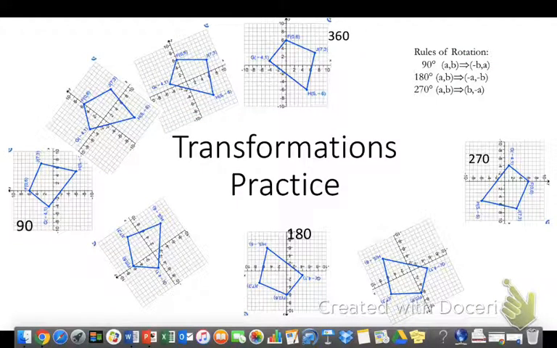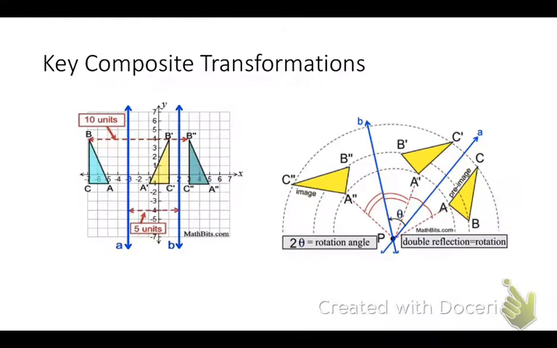Specifically, as you prepare for your unit exam, these are a couple of the key composite transformations that you're going to be expected to recognize. The first one is when we reflect over parallel lines. A reflection over parallel lines is the same as a translation. The second one on the right is reflecting over intersecting lines, and when you reflect over two lines that intersect, it's the same as a rotation. Double the angle that's between those two lines. So you may want to go back and look at your notes if you have forgotten these two things.